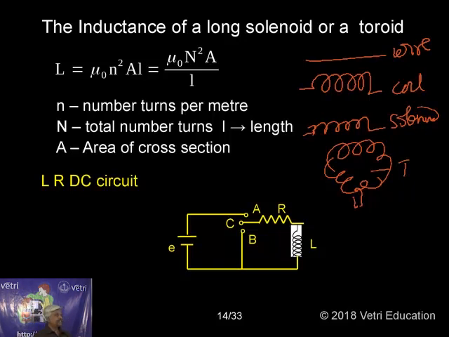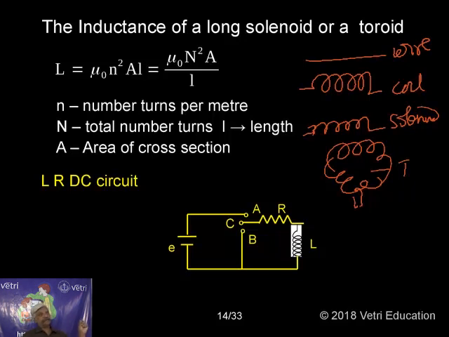Small n is the number of turns per meter, that means the number of turns per unit length. Capital N is the number of turns. What is the meaning of this? For example, the coil length is 12 meters. In the whole 12 meters, how many coils are there? Let us say 24 coils are there. Then 24 is called capital N.